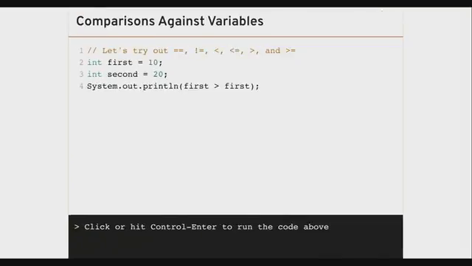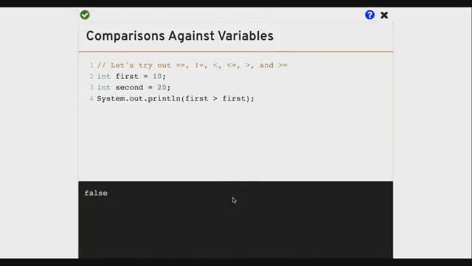I can also build comparisons from 2 variables. This is very common. So I can compare a variable against a literal. I can also compare a variable against another variable. So in this case, I have 2 integer variables, and I'm printing off. Now in this case, what is this going to print? False, right? Because a variable is never greater than itself. So this statement will always be false.